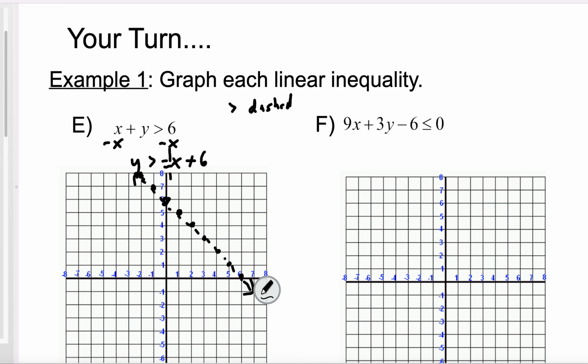And then my next step here is to go ahead and shade. Because it's greater than, we want to shade above the line. Where's above the line? It's where your y values are getting larger. So they're getting larger up here, so we want to shade on this side of the line.